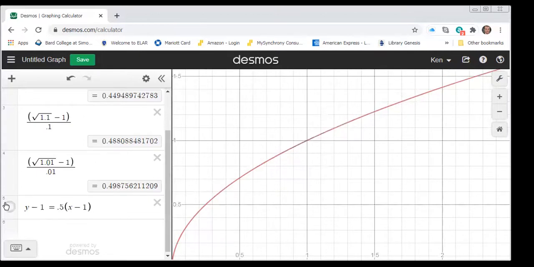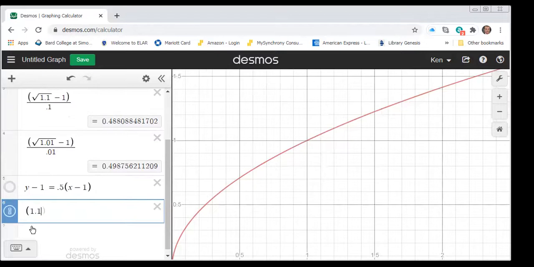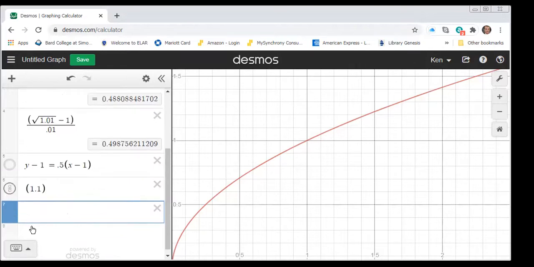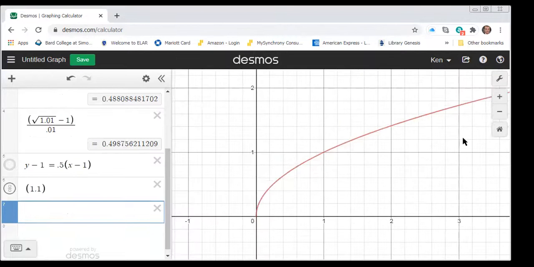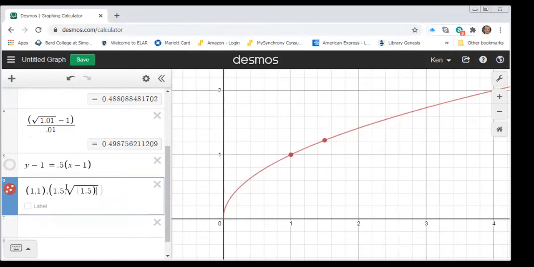I can also try to draw some of those secant lines. Like if I want the secant line that went from (1, 1) to (1.5, square root of 1.5), I'll draw both the points. So first here's (1, 1). I don't know, it didn't draw it. What's the problem? (1, 1). And (1.5, square root of 1.5). Okay, there they are.